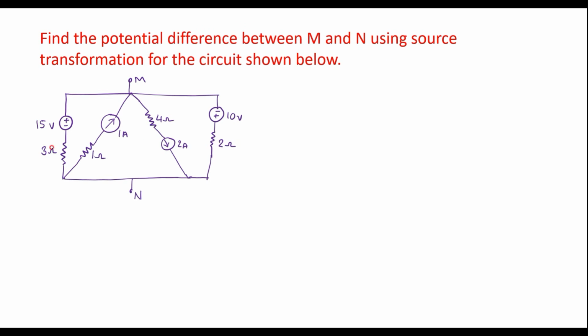As the resistor is in series with the voltage source, we can apply source transformation. We can apply source transformation to this branch, and we can convert this into current source. Similarly, by applying source transformation to this branch, we can convert this into current source. Let us draw the circuit.